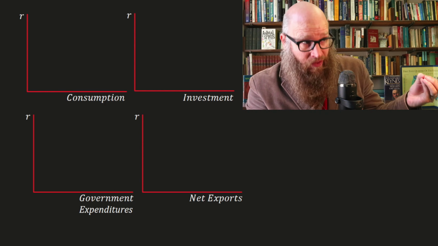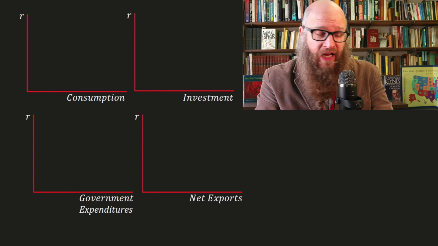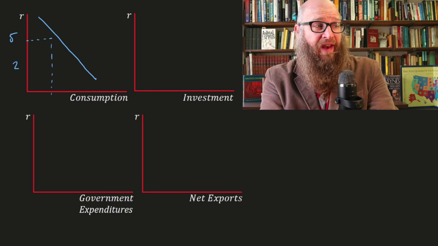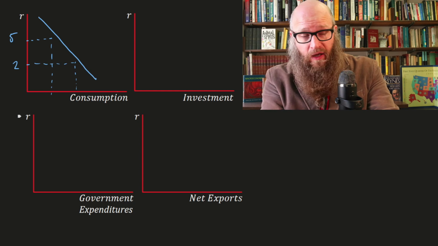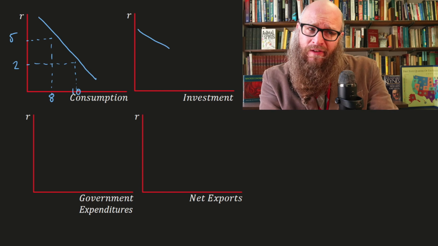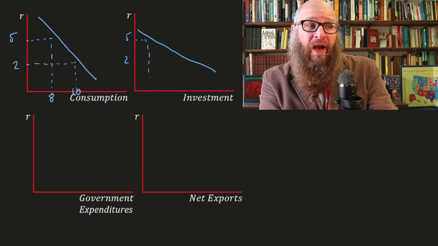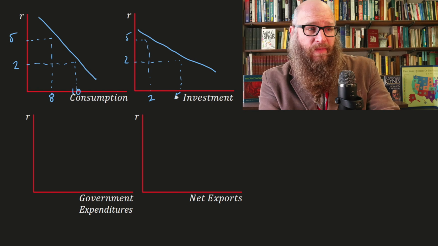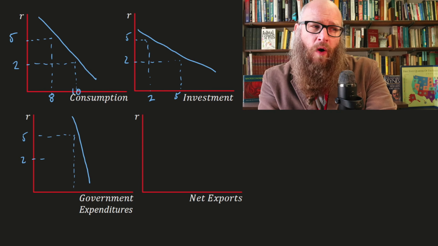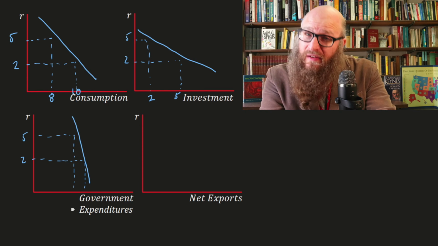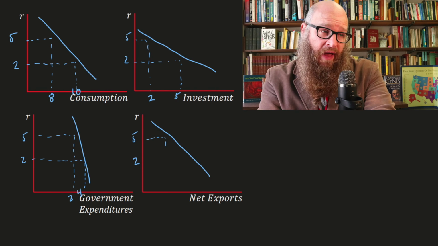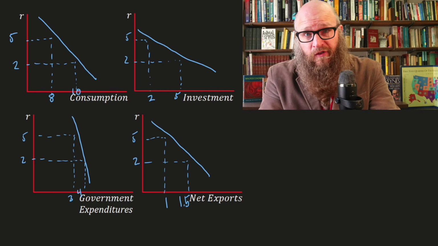On the vertical axis we have the real interest rate, and on the horizontal axis we have each of these components of GDP. There is a negative relationship. When the interest rate goes from 5% down to 2%, the opportunity cost of spending goes down, and therefore consumption increases from 8 to 10 in our made-up numbers. Investment is far more sensitive to interest rates, so when it goes from 5 to 2, we can see a massive increase in investment. Government expenditures are less sensitive. It's mostly dependent on a political process, which is affected by the macroeconomy, but not in the same amount as a market. And net exports also have that negative relationship, but they're a very small component of GDP.